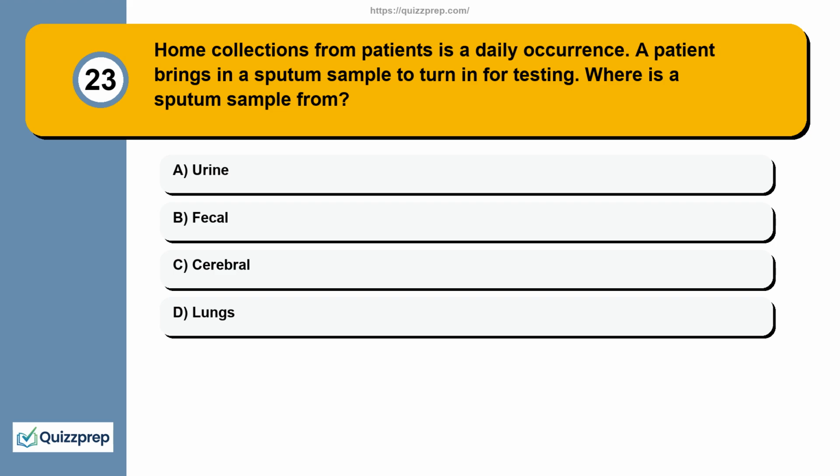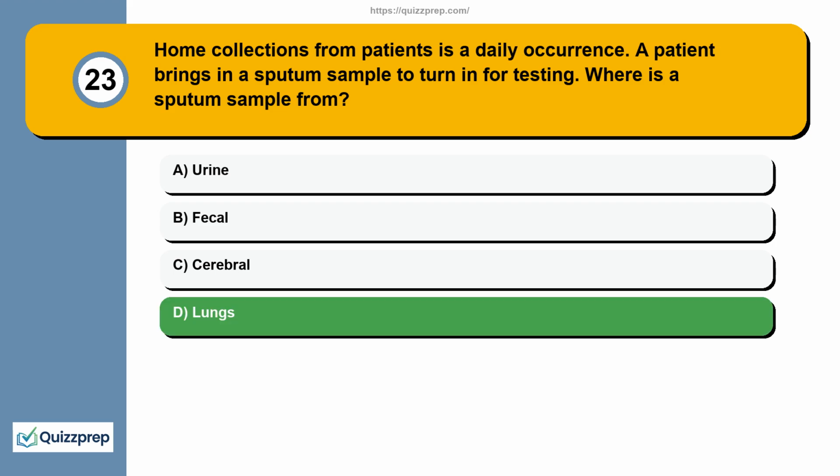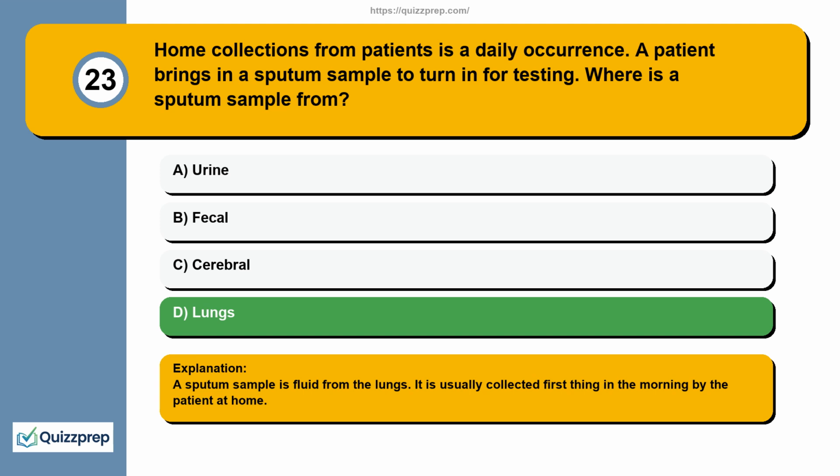Question 23. Home collections from patients is a daily occurrence. A patient brings in a sputum sample to turn in for testing. Where is a sputum sample from? Urine, fecal, cerebral, lungs. A sputum sample is fluid from the lungs. It is usually collected first thing in the morning by the patient at home.